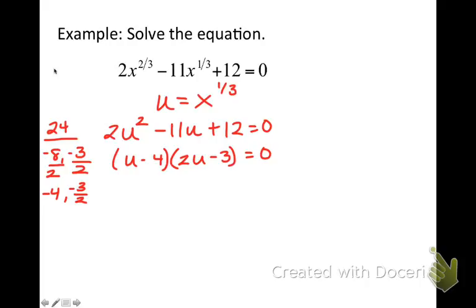So my first equation is going to be u equals 4. Second one would be u equals 3/2. Now let's bring back in our x to the 1/3 power. So x to the 1/3 equals 4. X to the 1/3 equals 3/2. Now this is kind of the reverse of what we just did. Before we had a power of 3, and we either cube rooted it or we took it to the 1/3 power. So how am I going to turn this into a 1?